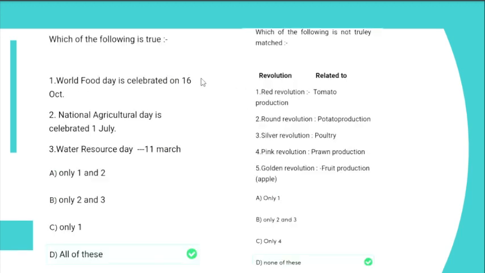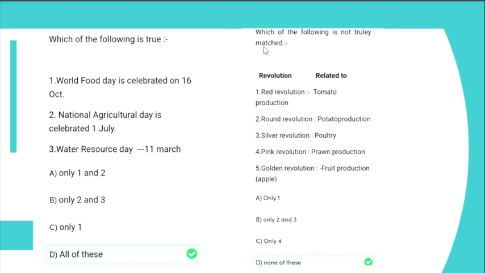Next question. Which of the following is true? So in this, all the options are correct. World Food Day is celebrated on 16th October. National Agriculture Day is celebrated on 1st July. And Water Resources Day is celebrated on 11th of March.